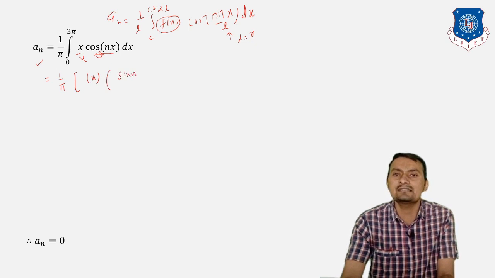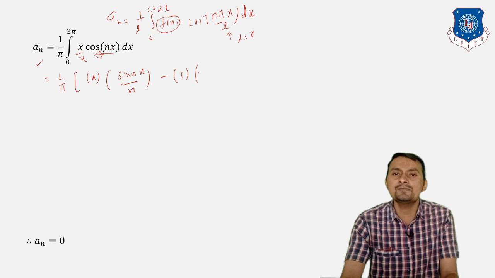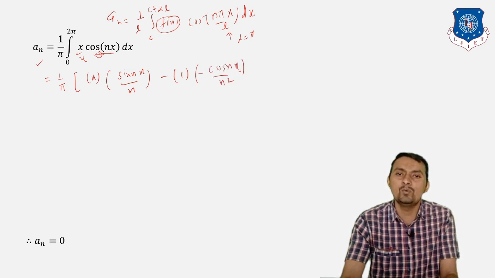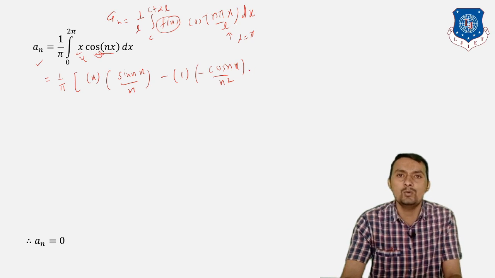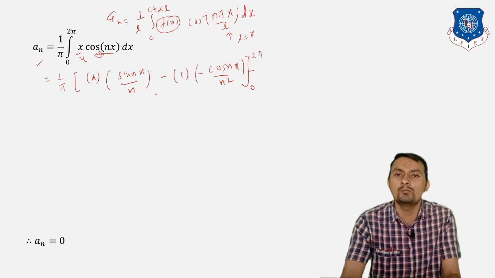So x is there, the integration of cos is sin nx, and the coefficient of x is n, so divide by n. Then the derivative of x is 1, and the integration of sin is minus cos nx divided by n, but with another 1 over n, so we can say n square. Then the derivative of 1 is going to be 0, so we stop it there, with limits from 0 to 2 pi.